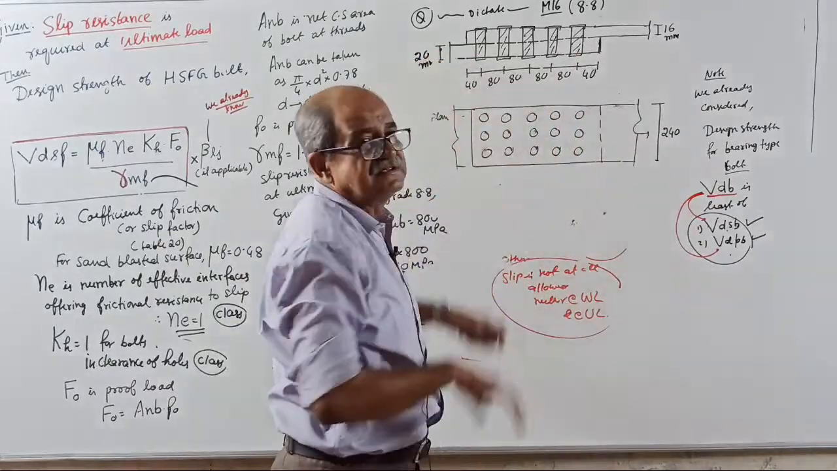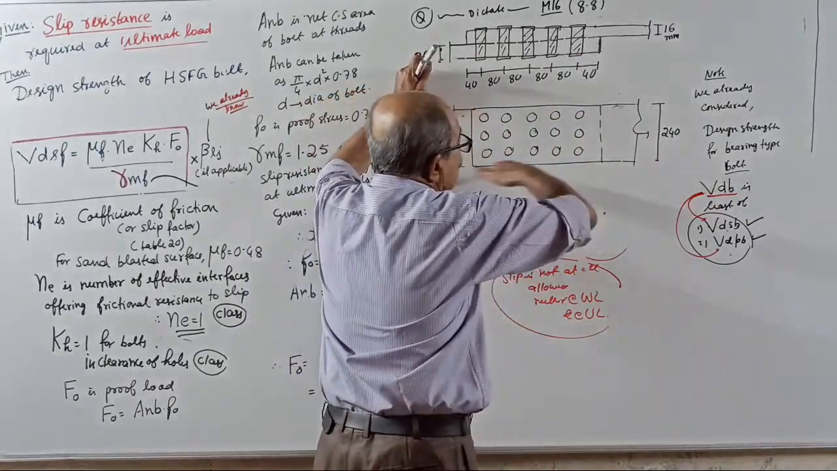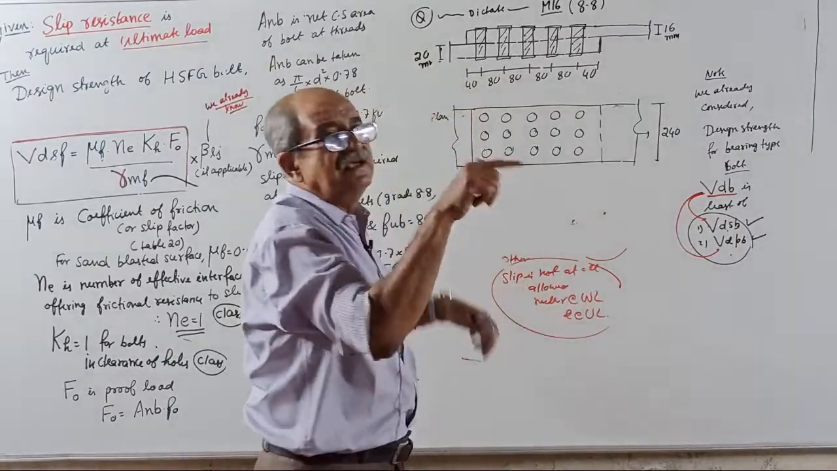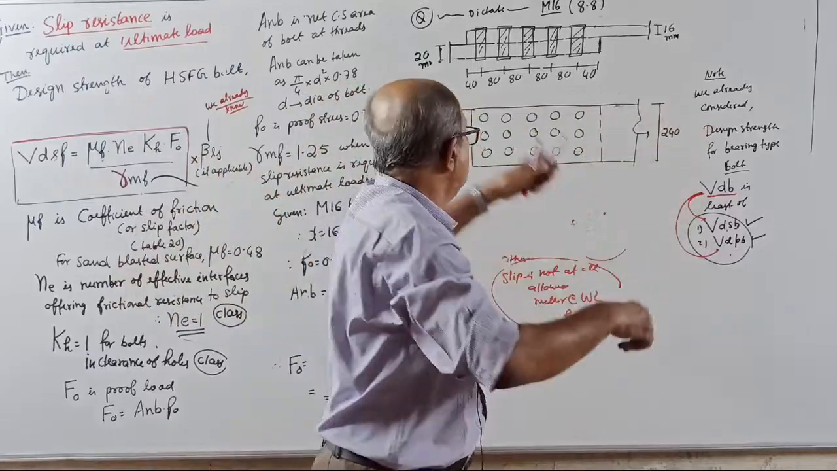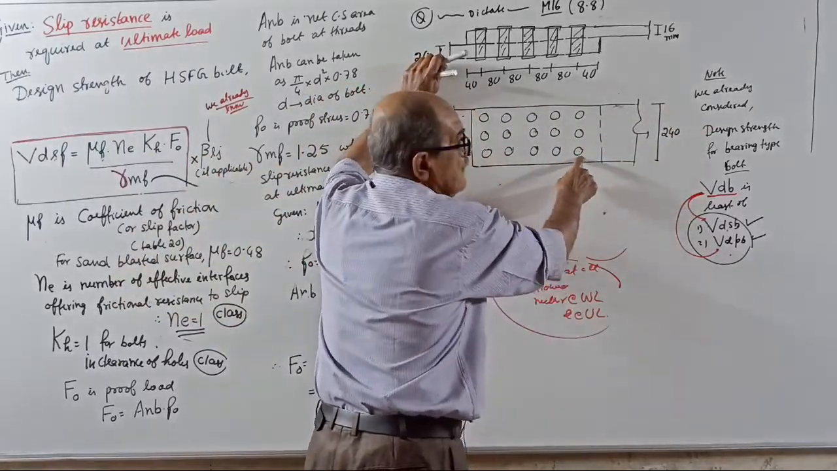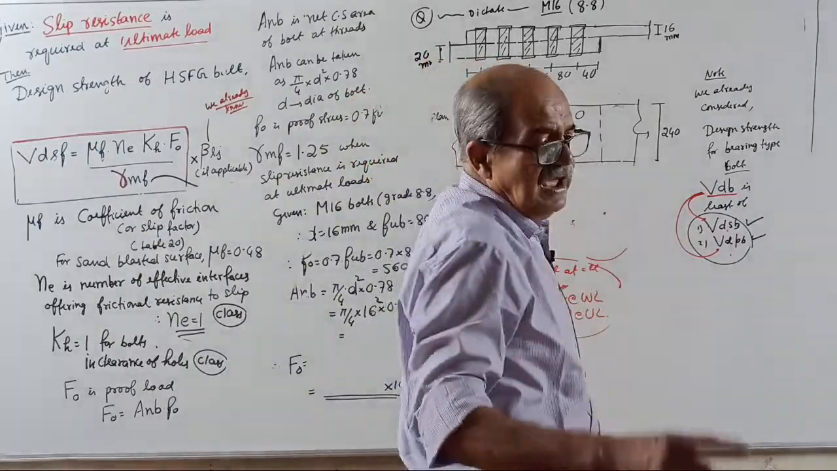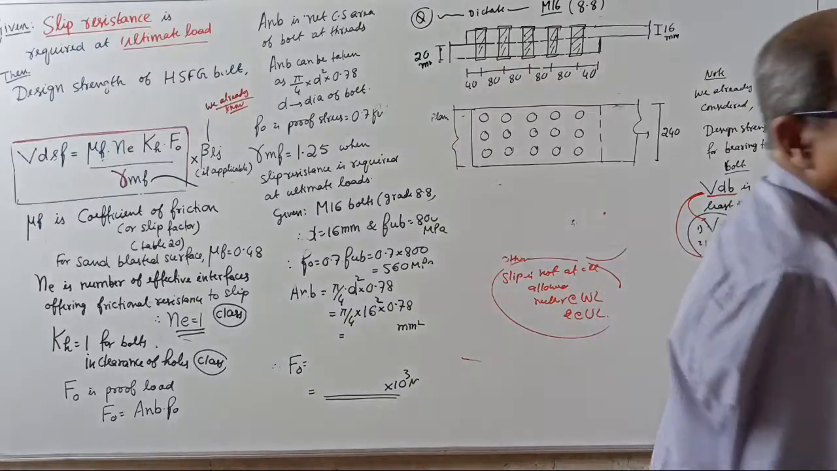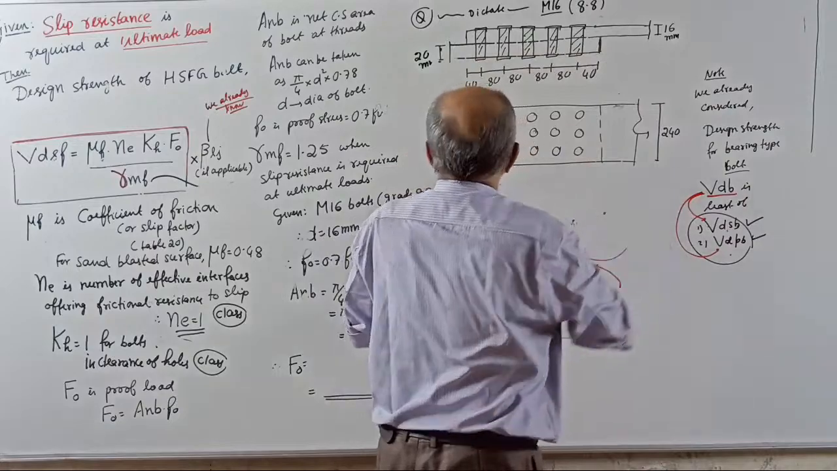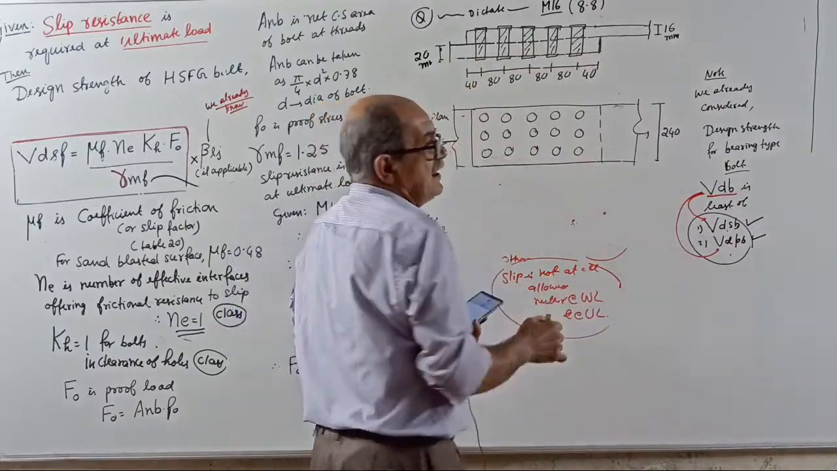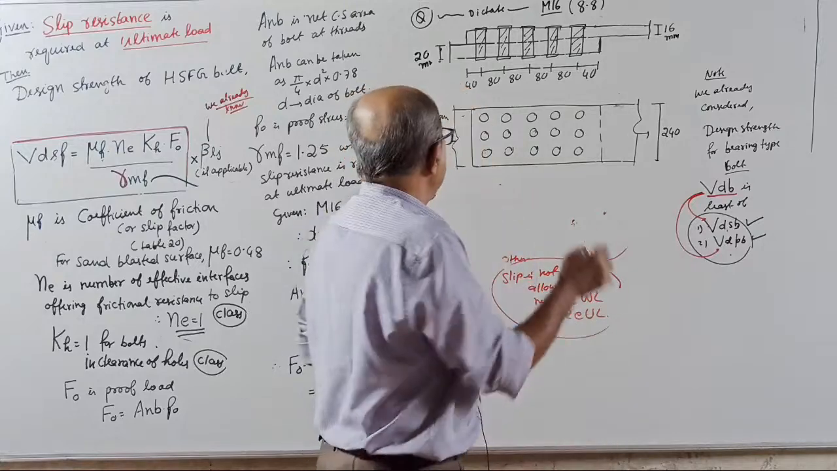It is not required for us. Then, how 15 bolts? In the direction of the force, there are 3 lines. Bolts are in 3 lines along the force. Each line along the line of action of the force, how many bolts? There are 5 bolts in each line. There are 3 lines, each line 5 bolts.